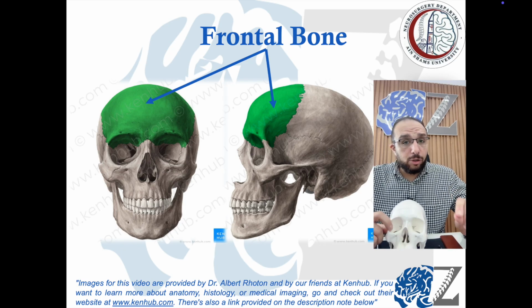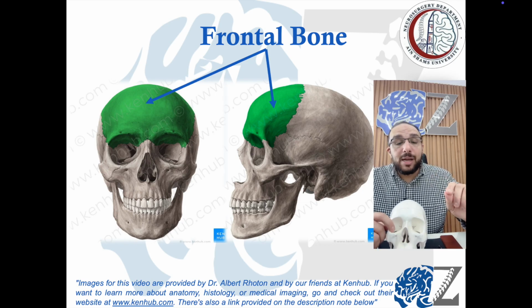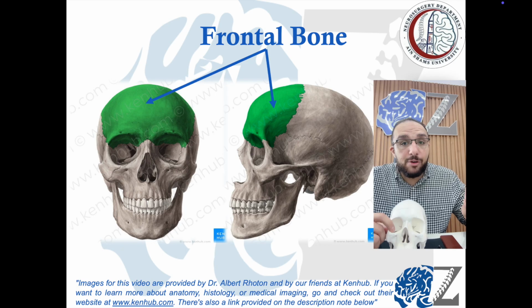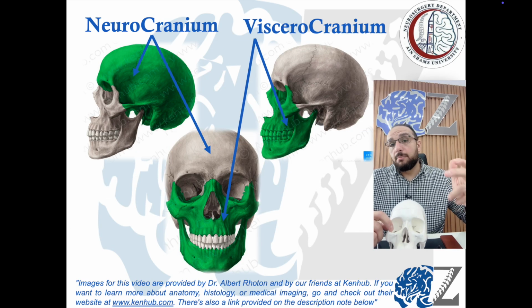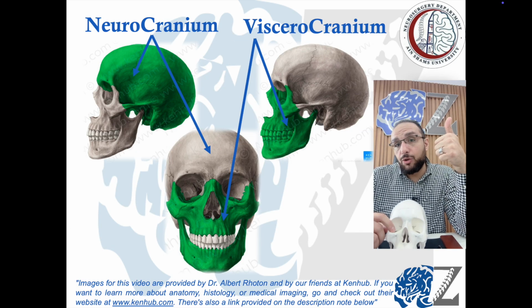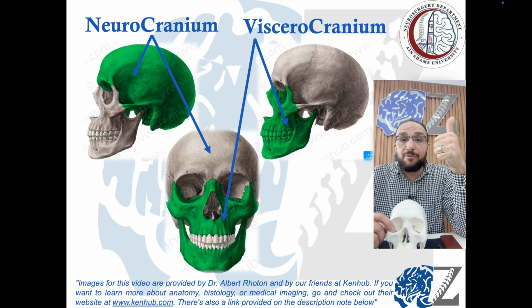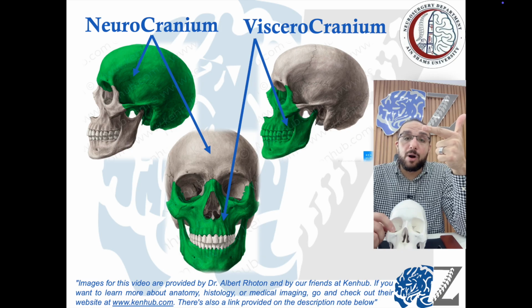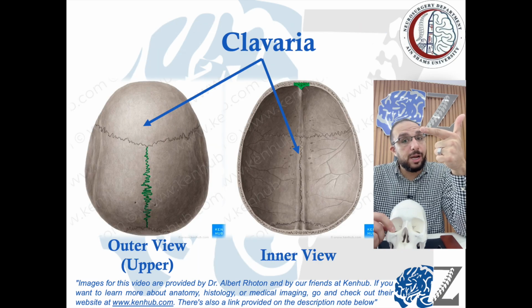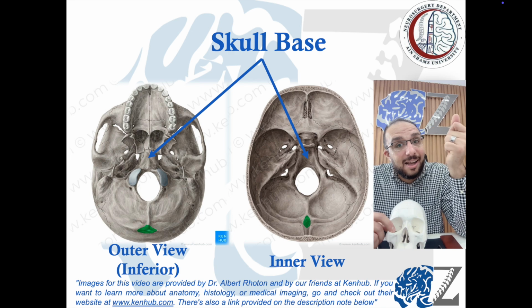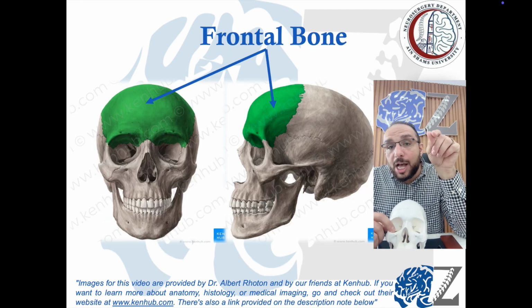As I'm going to talk about each and every bone of the skull, we have to mention several pieces of information about every bone in the beginning. Is that bone related to the neurocranium or is it related to the visceral cranium? And if it was related to the neurocranium, is it a part of the calvaria of the skull or is it a part of the skull base? Let's start talking about the frontal bone.